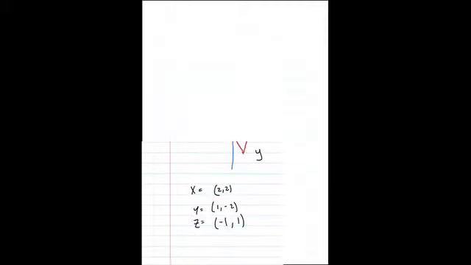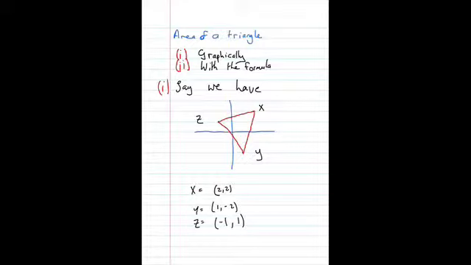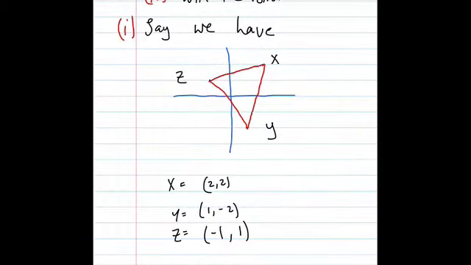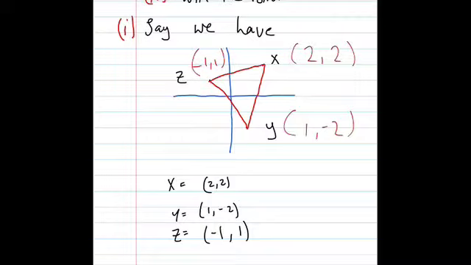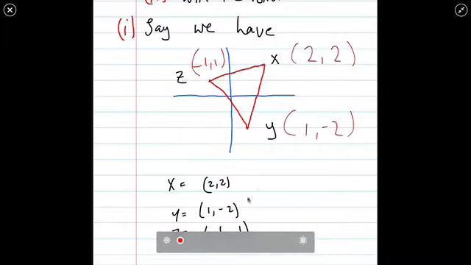Well, if I go back to this picture here, this point here is 2, 2. This point here is 1, minus 2. This point here is minus 1, 1. Okay, do you see that? They came from here. This is part of the question. Can I use the formula on this?